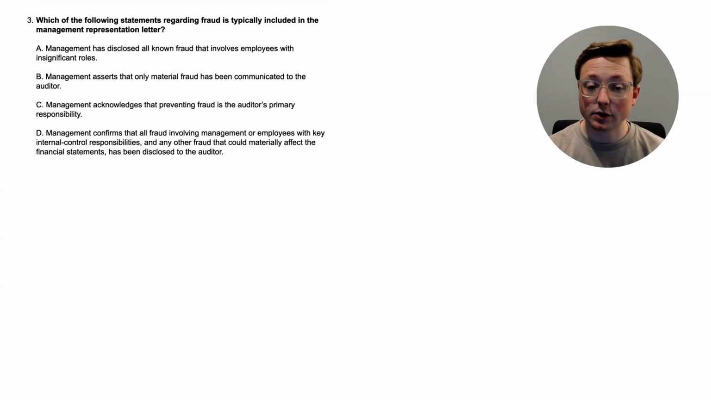Option B, management asserts that only material fraud has been communicated to the auditor. Option C, management acknowledges that preventing fraud is the auditor's primary responsibility. Or option D, management confirms that all fraud involving management or employees with key internal control responsibilities and any other fraud that could materially affect the financial statements has been disclosed to the auditor.